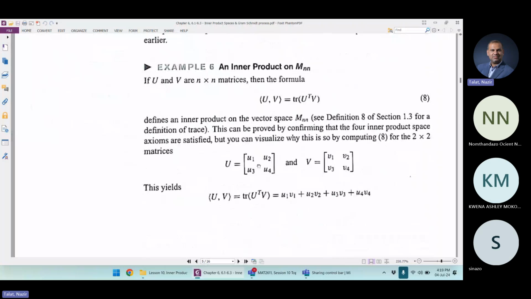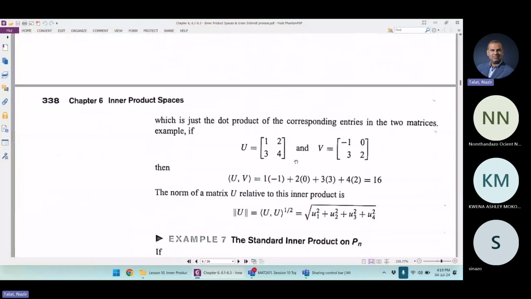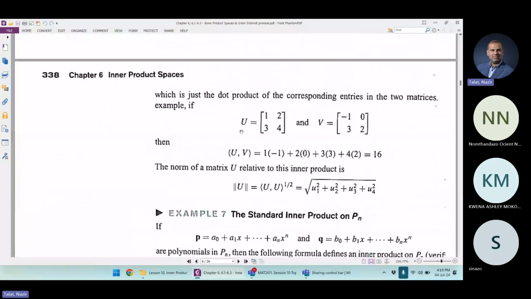So it will just give us the sum of the products of the entries: u1 multiplied by v1 plus u2 multiplied by v2 plus u3 multiplied by v3 plus u4 multiplied by v4. So this also satisfies all four axioms of an inner product space. Here is an example of how one can compute the inner product of u and v, and how one can compute the norm of that. Remember that the norm is always equal to the square root of the inner product of u with u again.